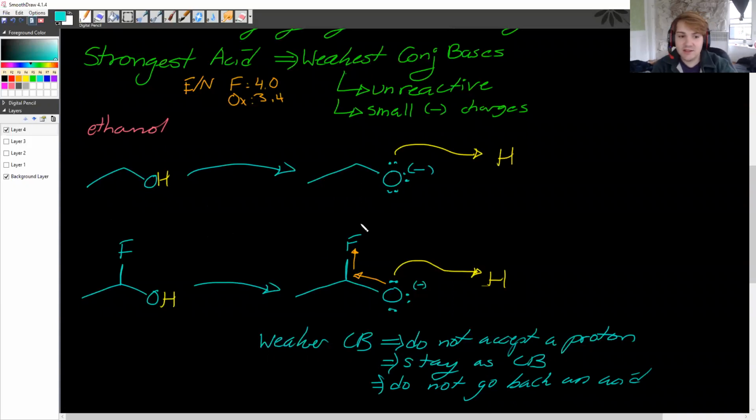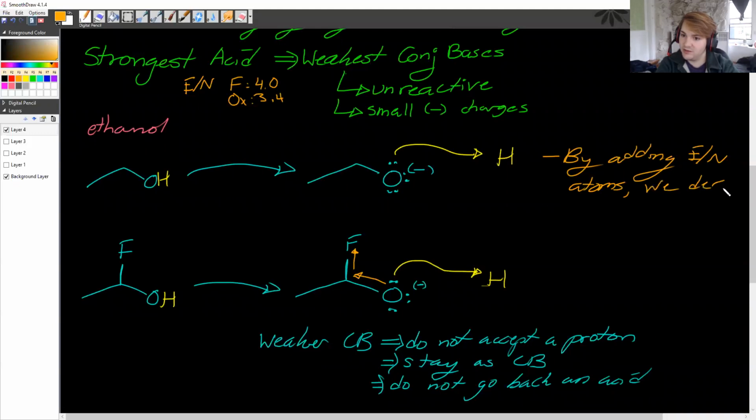And this is what the inductive effect is: by adding electronegative atoms, we decrease the effective negative charge. By adding electronegative atoms, we decrease the effective negative charge. Does this make sense?